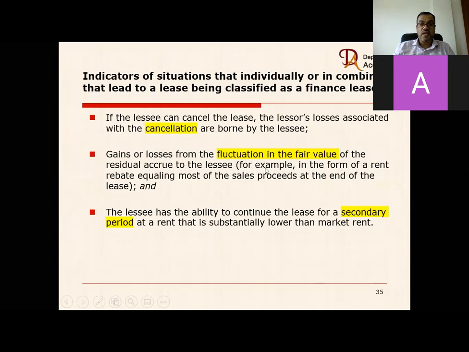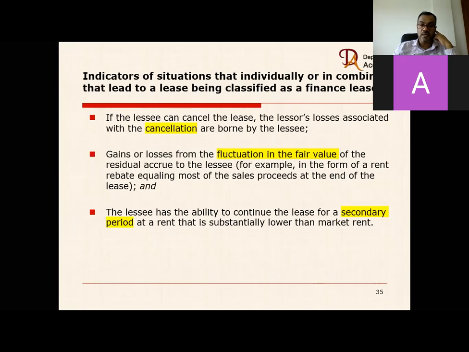Second point, gains or losses arising from fluctuations in the fair value of the residual value accrue to the lessee, for example, in the form of a rent rebate equaling most of the sales proceeds at the end of the lease. So this is an exceptional situation. If there are such rebates pertaining to some assets which have unique characteristics where such rebates are required, and as a result fair value fluctuates, then it is considered to be a finance lease.